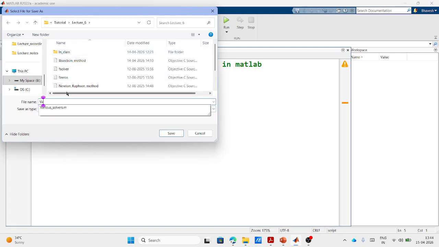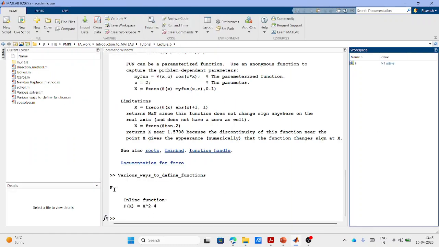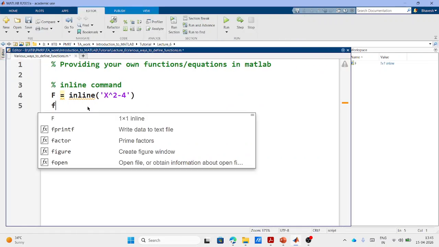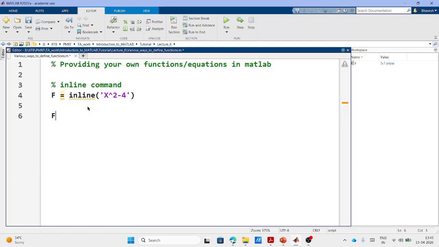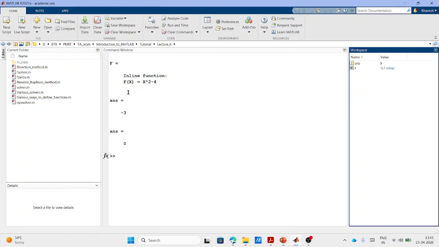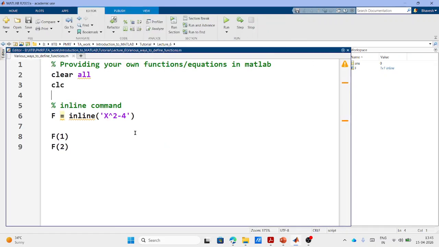let me store it, various ways to define a function. And if I run it, can you see it shows inline function f(x) equal to x square minus 4. Now I can call this function f and find its value for any x, right? So let's say I find the function value at x equal to 1 and at x equal to 2. If I write it and run this command, I will see this. So f(1) will be 1 square minus 4, so minus 3. 2 square minus 4, so f(2) is 0, right? So this is one way.